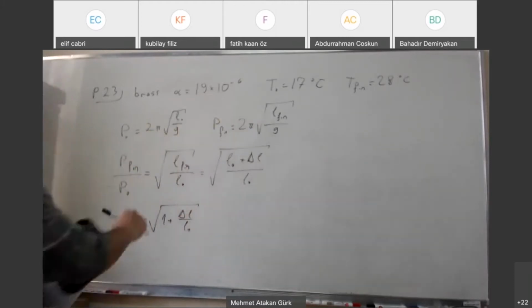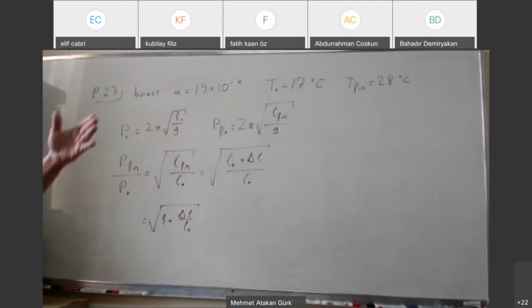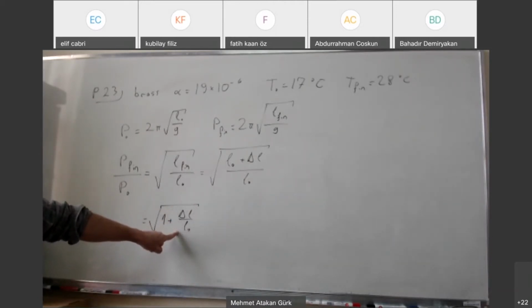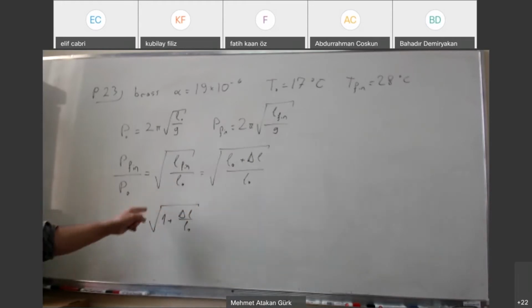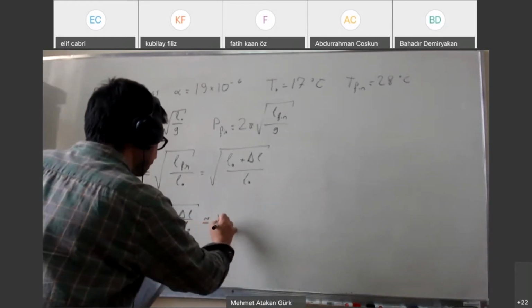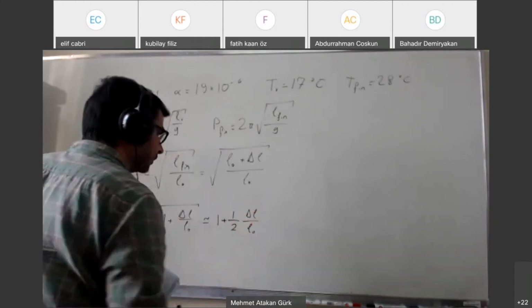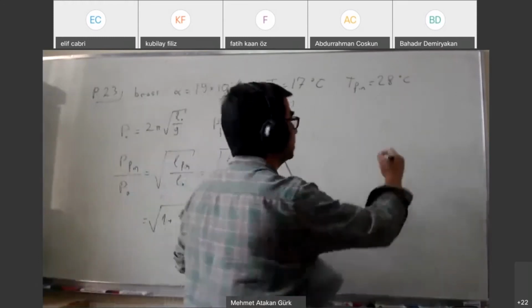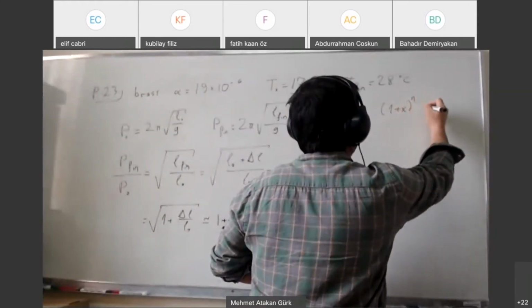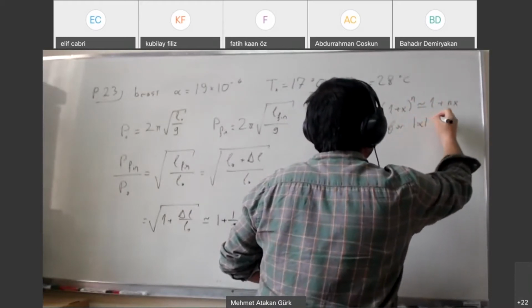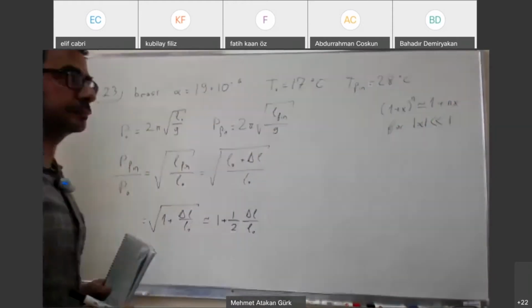As you see, this expansion coefficient is a small number. So for a few degrees of change, this is going to lead to a very small fractional change in length. So this delta L by L0 is a small number, and because of that, I can take this and expand it using the so-called binomial expansion. So this becomes 1 plus a half delta L by L0. The binomial expansion is something like this: 1 plus x to the n is approximately 1 plus nx for small x, where the absolute value of x is much smaller than 1.